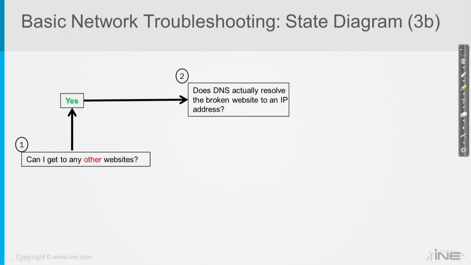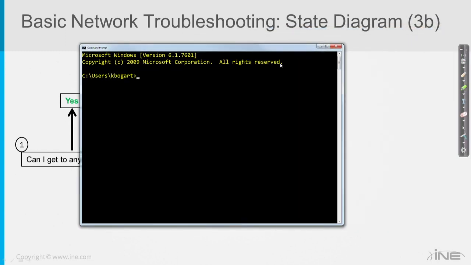Let's say that you know what the name is. You're trying to go to, let's just say, ine.com in your web browser. You typed in ine.com, so you know the name. Is it actually resolving it to an IP address? Well, we can test that. And there's a couple of different ways we can do it. Let's start out with the easiest way. Assuming that you know what the name is, once again, open up your friendly command window, your DOS prompt, and use this command, nslookup, and then type in the name, ine.com.